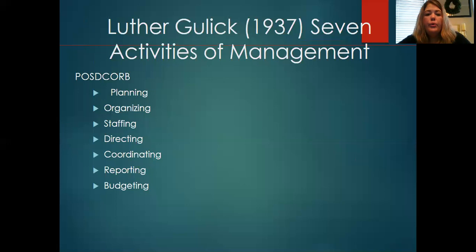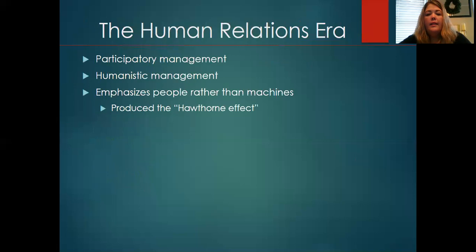So Luther Gulick, I don't think I'm saying his last name correctly, has seven activities of management. And they kind of go along with what we've been talking about: planning, organizing, staffing, directing, coordinating, reporting, and budgeting. And then the human relations era. This is participatory management.